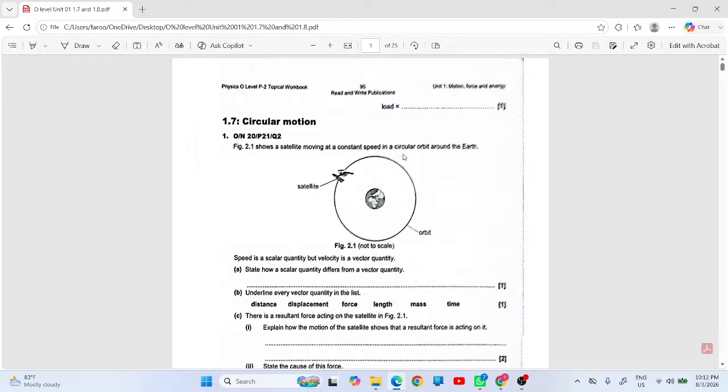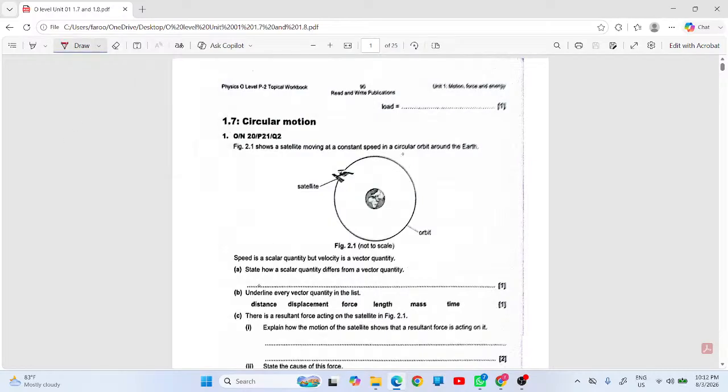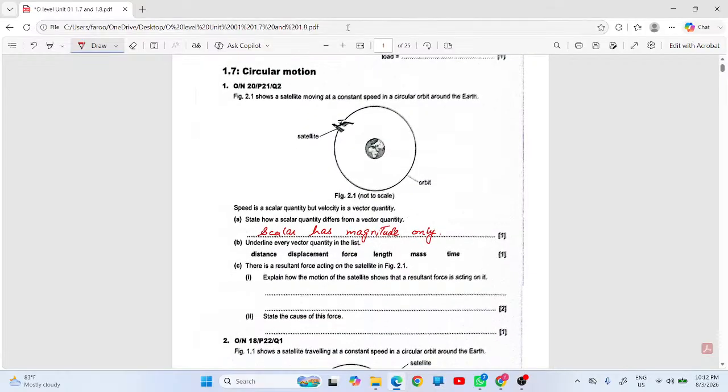How scalar quantity differs. So we write: scalar has magnitude only. Scalar has magnitude only. I asked how scalar differs, so we write: scalar has magnitude only. Next, read.